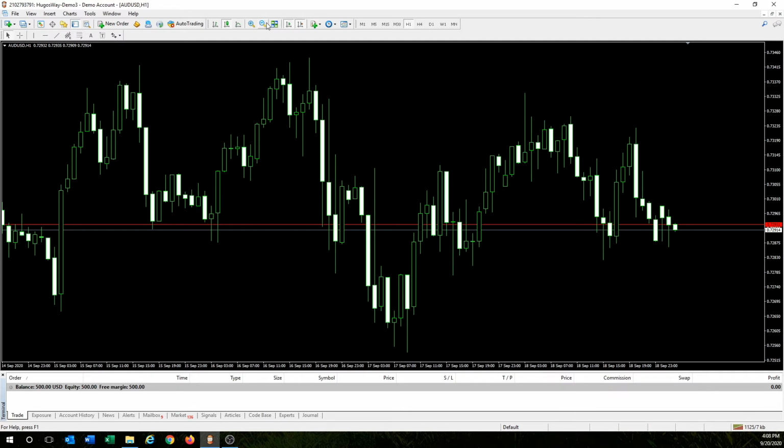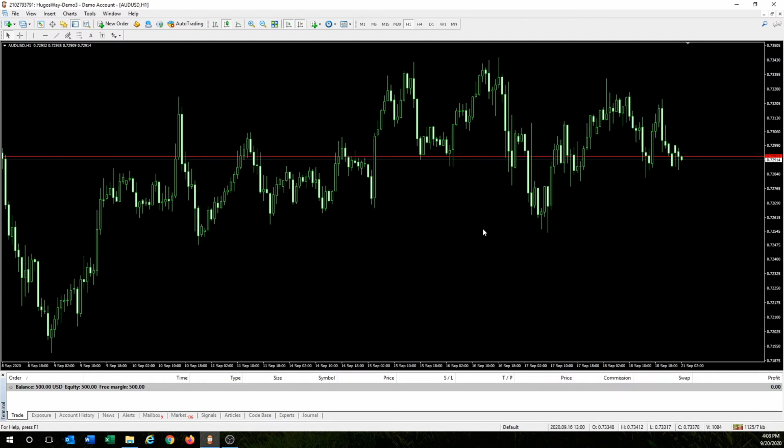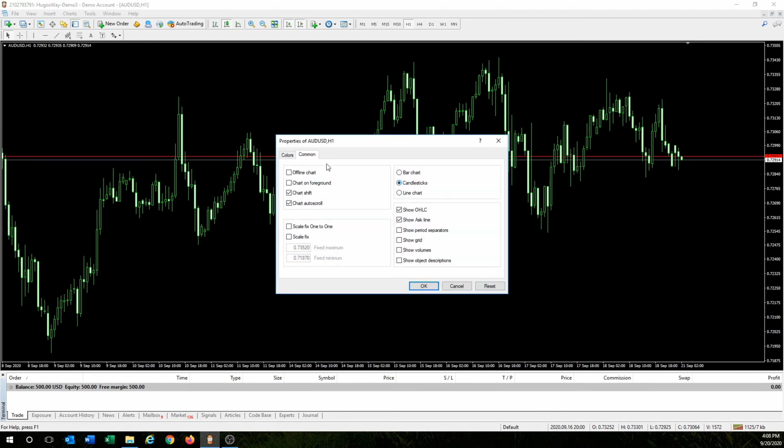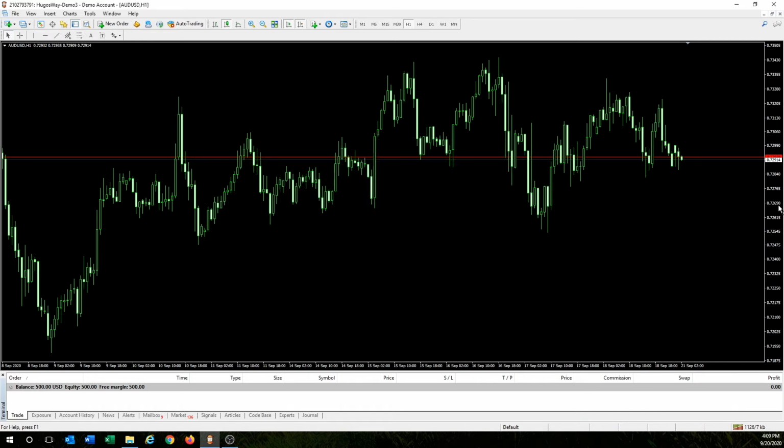Okay, so looking at the chart right now, I had you, most importantly, turn on this show ask line. So what does that mean? It added this extra line right here. So now you have two lines. This gray line is called the bid line. When you're selling, that is the line you're going to be looking at, and when you're buying, you're going to be looking at what they call the ask line.